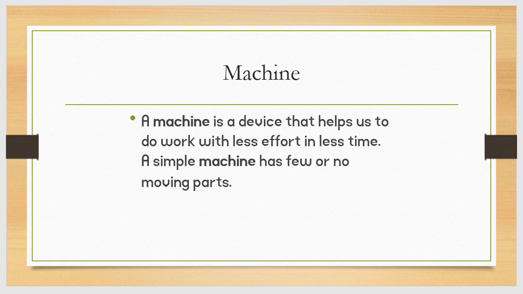Machine. A machine is a device that helps us to do work with less effort in less time. A simple machine has few or no moving parts. You can use many simple machines like a sharpener or a trolley bag or other things when you come to school.